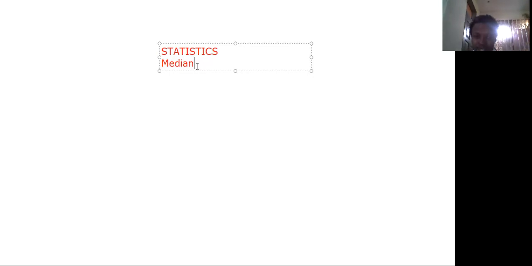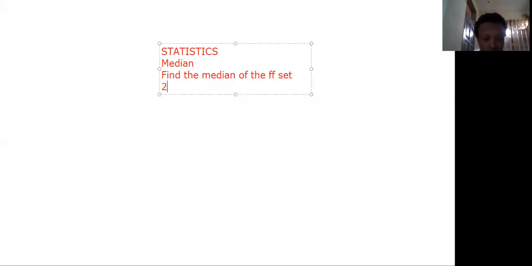So for instance, let us find the median of the following set. We are given 2, 1, 2, 3, 5. So these are the set of numbers you've been given. The first thing we are going to do is arrange them. So we start with 1, then 2, 2, 3, 5. That's the first thing we are going to do. Now the second thing we are going to do is find n.